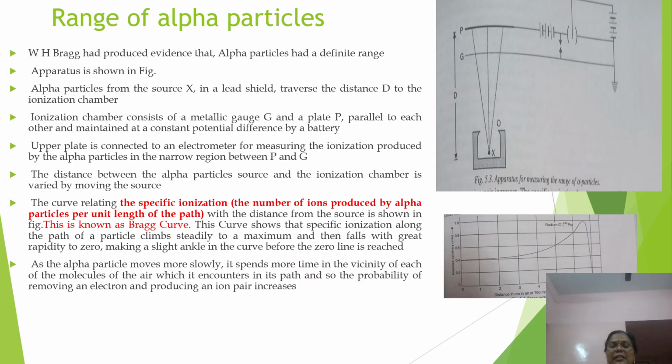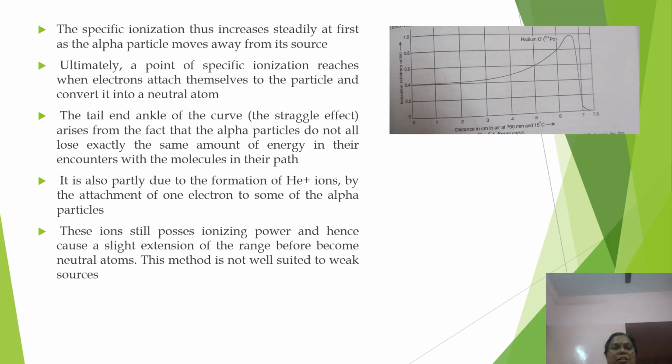So this is the curve that relates the specific ionization. What do you mean by specific ionization? It is the number of ions produced by the alpha particle per unit length of the path, plotted against the distance from the source. This curve is called Bragg's curve. It gives the specific ionization along the path of the particle, which reaches a maximum and then falls rapidly to zero, making a slight angle in the curve before the zero line is reached.